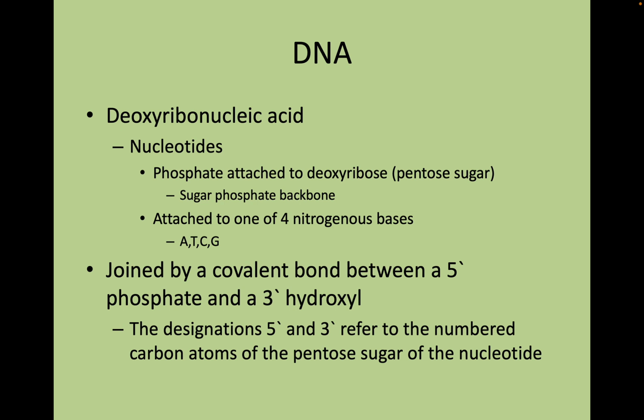These nitrogenous bases are joined by covalent bonds between a 5' phosphate and a 3' hydroxyl. These are what hold them to the sugars and phosphates that make up the backbone or the sides of the DNA ladder. So if you picture DNA as a ladder, the sides of the ladder are made up of phosphate and sugar, and the rungs of the ladder that you step on, those are made up of the nitrogenous bases, the A's, T's, G's, and C's.